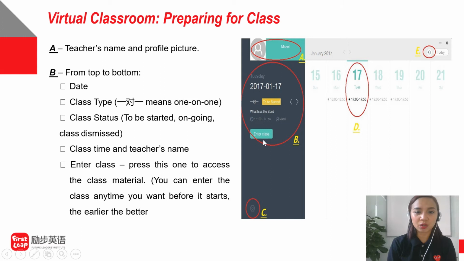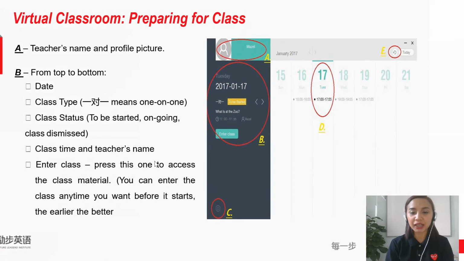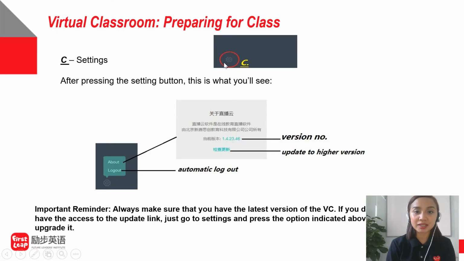So press this one to access the class material or for you to enter the classroom. You can enter the classroom anytime you want before it starts. The earlier, the better, okay? And next we have letter C here. So that's the settings. After pressing the setting button, this is what you'll see. So most of the information there are in Chinese, okay? So this one, the numbers here indicates the version, okay, version number.